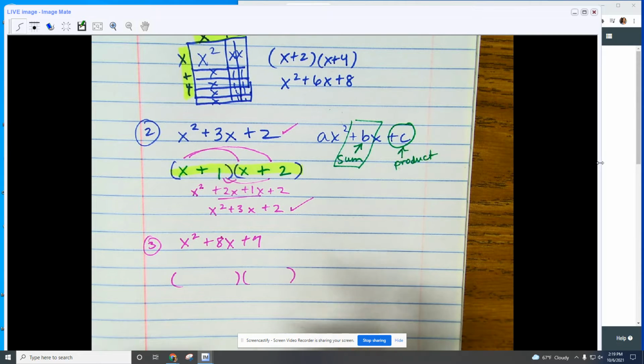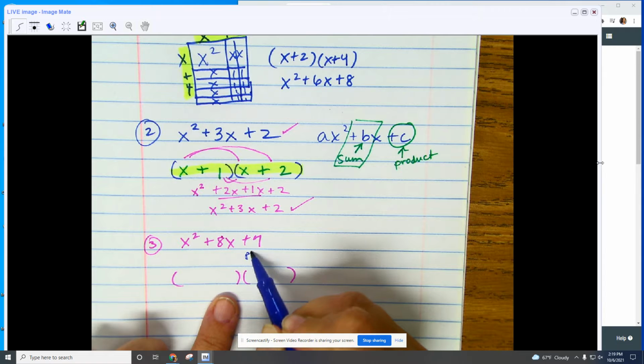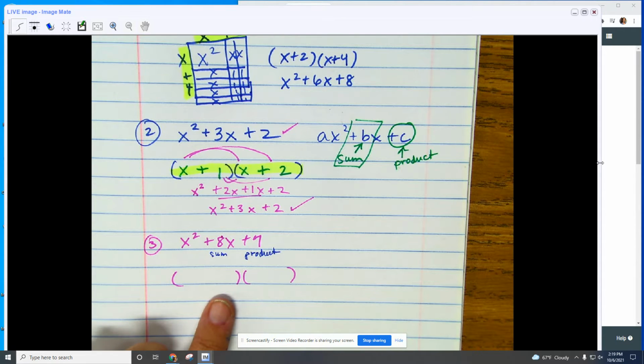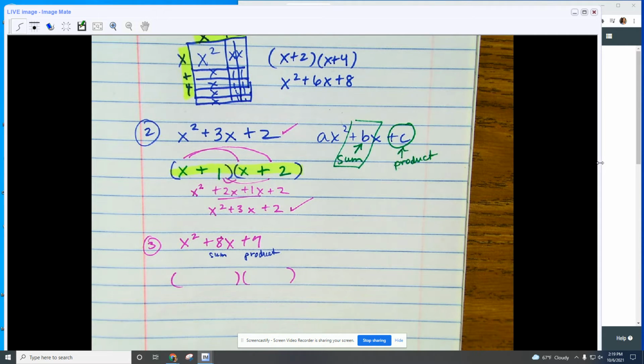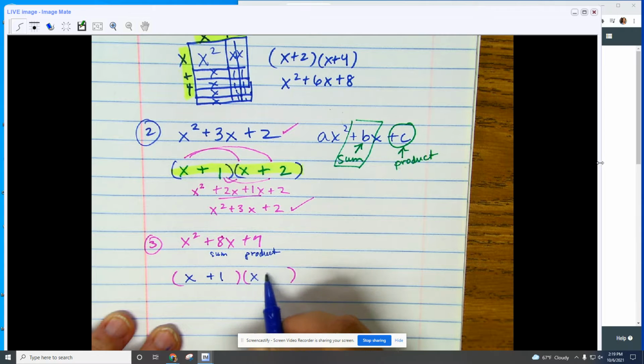What times what for the end equals 7? This needs to be my product, and sums up to give me 8. Okay, who thinks they have it? Okay, Jalen? X plus 1 in the first parentheses, and the second one I got X plus 7.